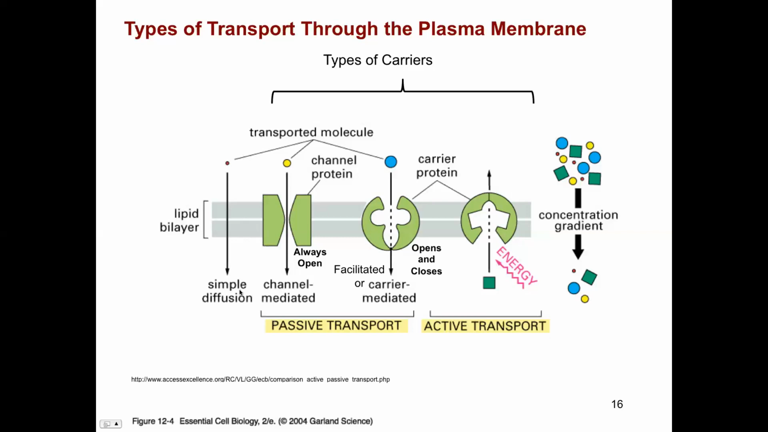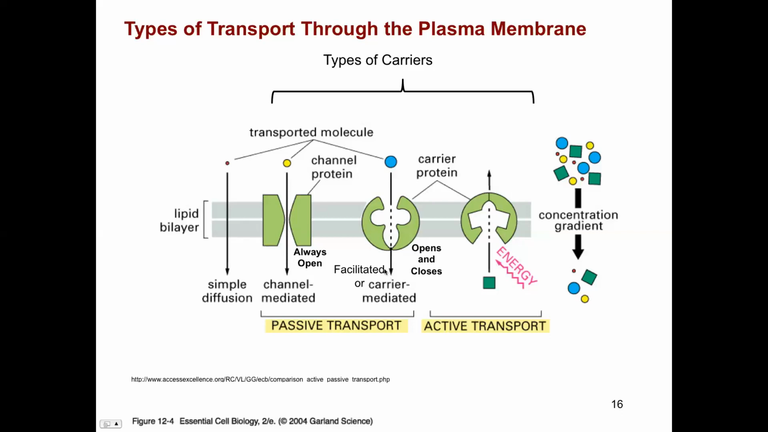Now, other things that are hydrophilic or too big need help. Some of that help will come from proteins that make channels. They are pores, that's the other way of thinking of them. They're aqueous, a water-filled pore. They're always open, and the only thing preventing molecules from going through is the size, all right?